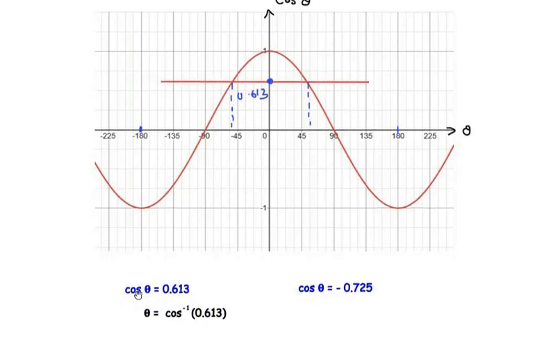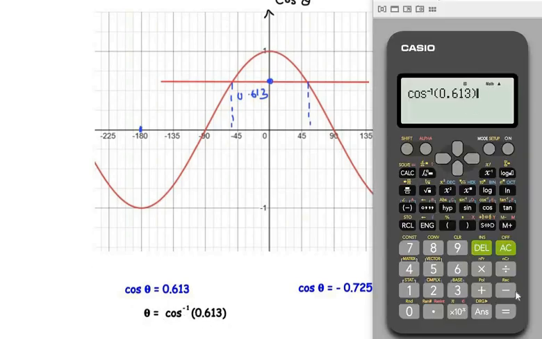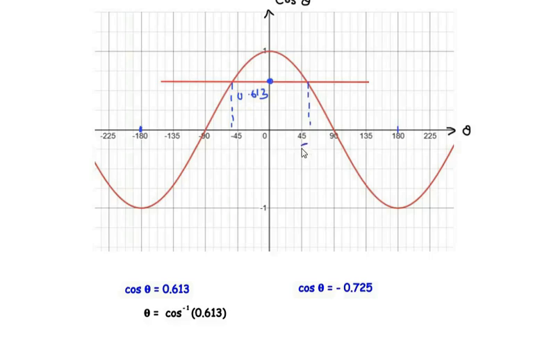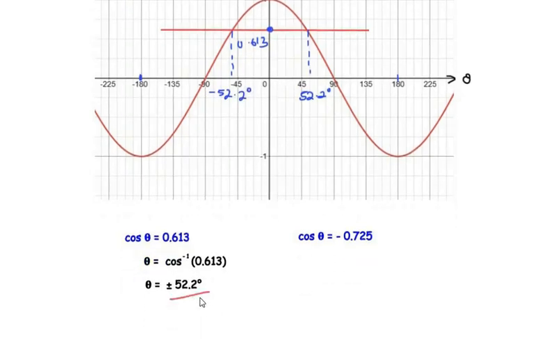So here, taking the cos on the other side of the equal to sign, we get theta equal to cos inverse of 0.613, and this is going to give us the value as 52.193. Rounding it to 1 decimal place, we get it as 52.2 degrees. So the angle will be somewhere here, that is 52.2, and the exact same angle will be on the negative axis, that is minus 52.2 degrees. So here we have got the first two values of the angles, that is plus or minus 52.2 degrees.